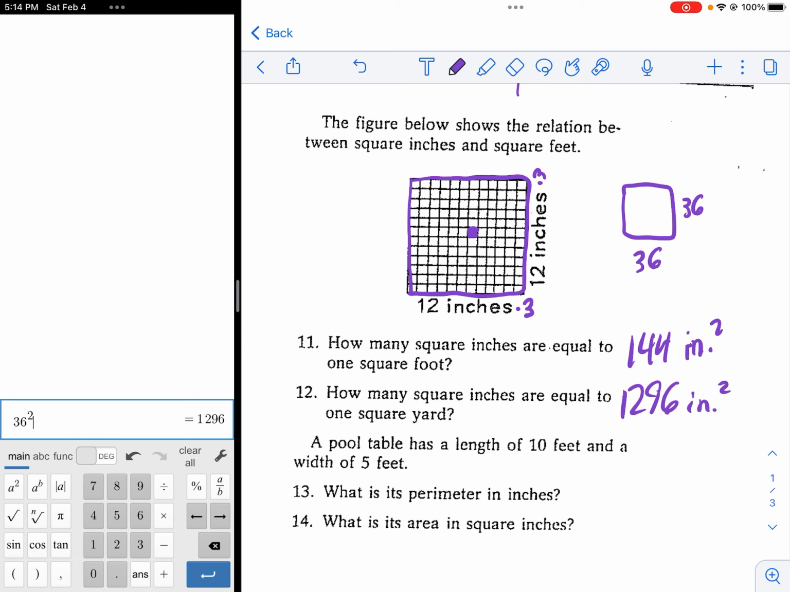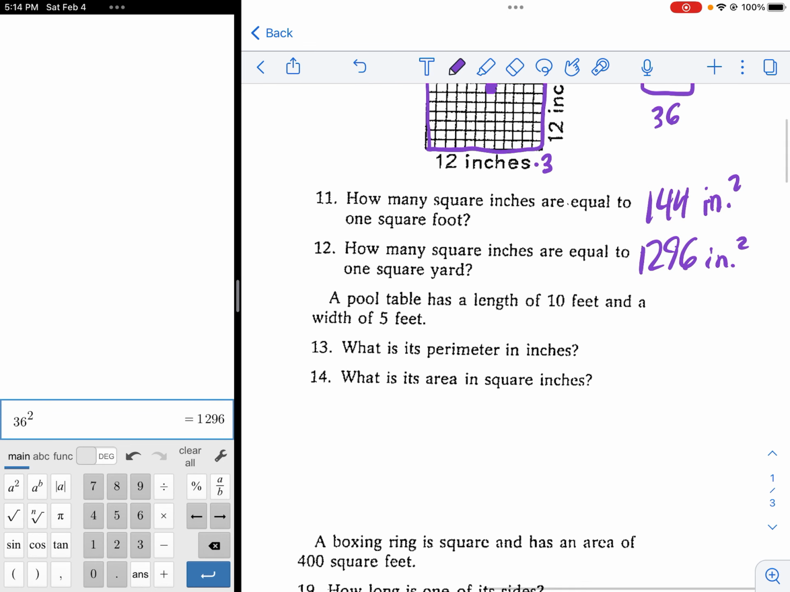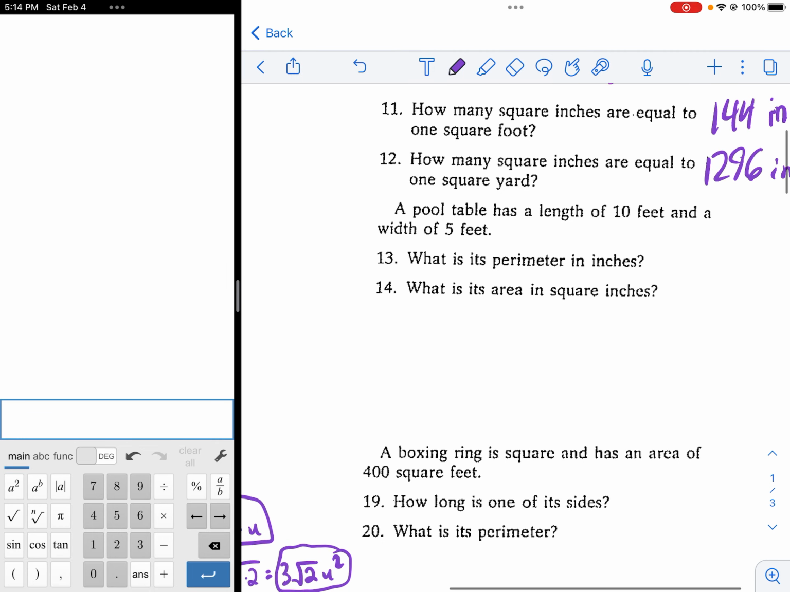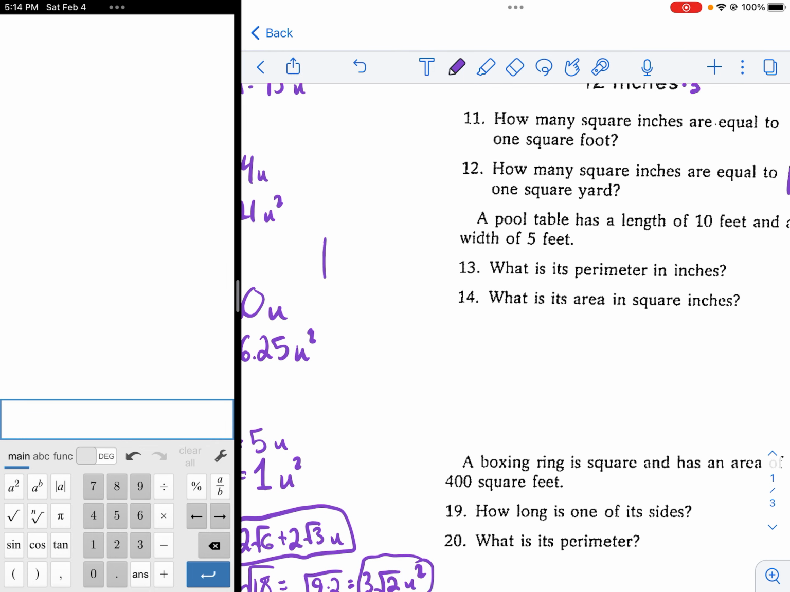So again, there's 3 feet in a yard. That's why I multiplied by 3 in both places. It asked me next, a pool table has a length of 10 feet and a width of 5 feet. What is its perimeter in inches, and what is its area in inches? So we're going from feet to inches. Maybe I'll draw a little picture.